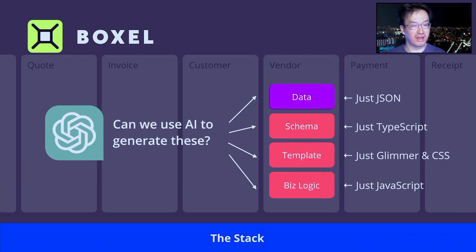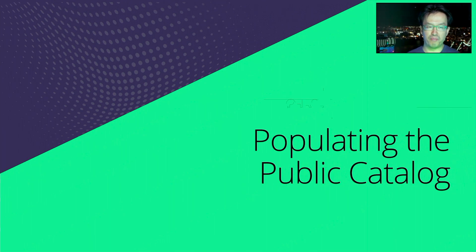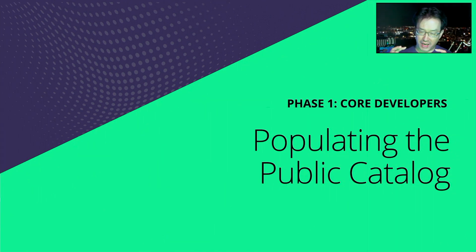And if we can do that, then we can have a lot of agents and AIs, through different chat sessions or API sessions, generating a lot more domain models for users to use at a fraction, if not a thousandth of a fraction, of what it would cost for a human programmer to put these things together. So let's jump right in. Let's start from the first kind of opportunity to leverage AI, and this is about populating the public catalog.